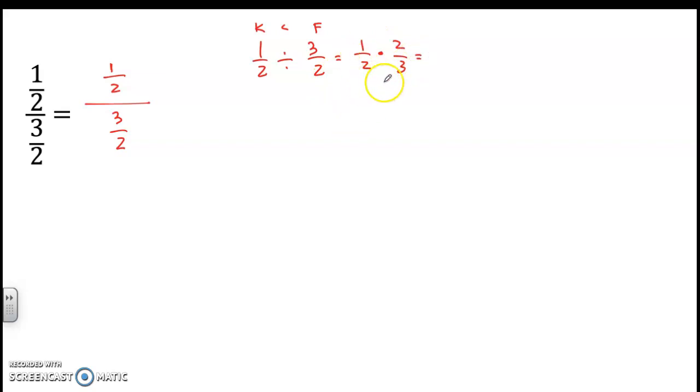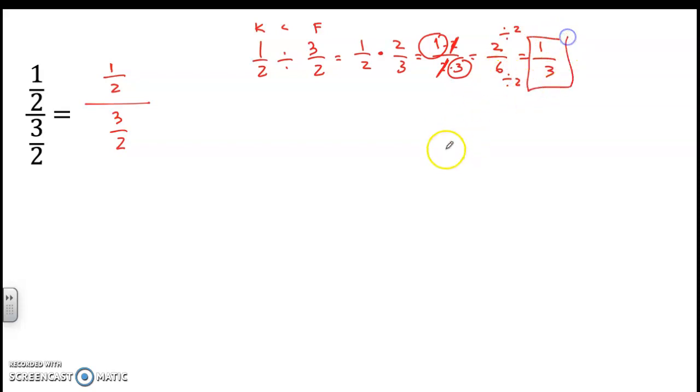Then I'll just multiply the top with the top, which is 1 times 2, and the bottom with the bottom, which is 2 times 3, and then I'll say that this is 2/6. Or if I notice before that, I can simplify 2 from the top and 2 from the bottom, and my answer will be 1/3. This number divided by 2: 2 divided by 2 is 1, 6 divided by 2 is 3. This will be my final answer.